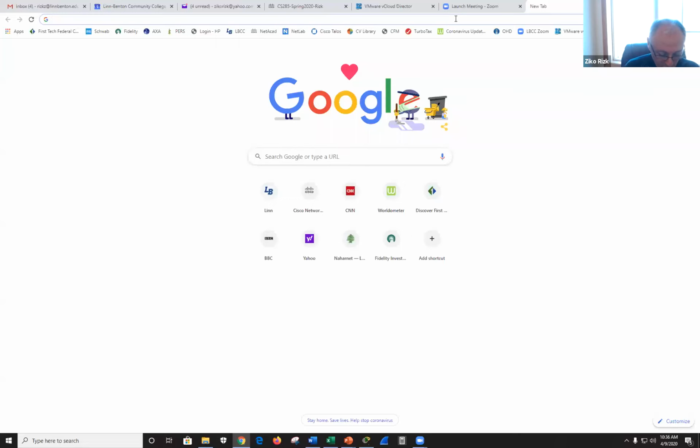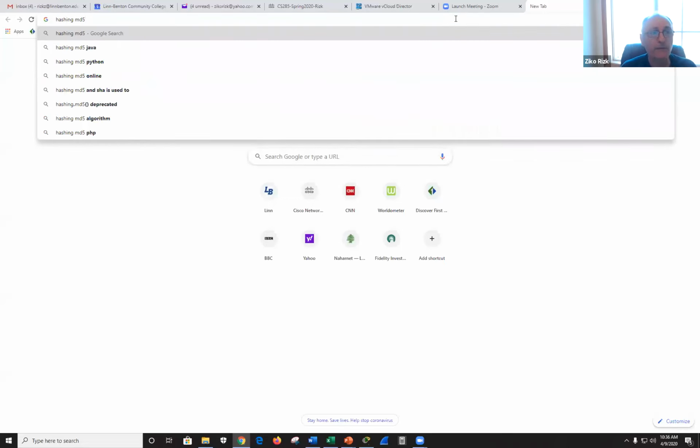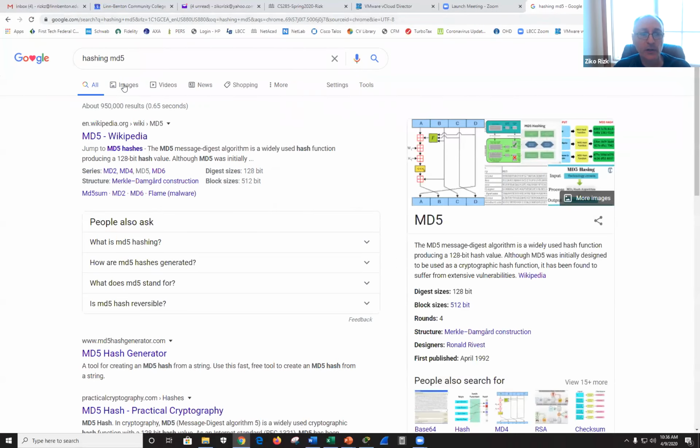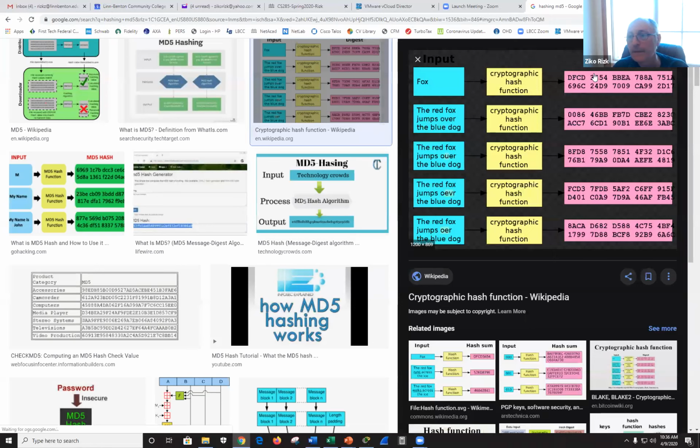So I'm gonna do hashing, MD5. MD5 is one hashing algorithm. There's many. I just wanna go to images. Okay, and this is a good slide. Okay, so let's take a look at this slide, everybody.